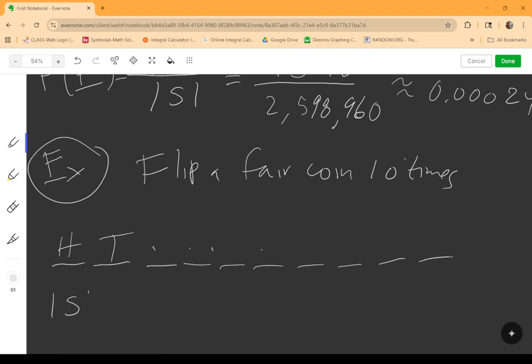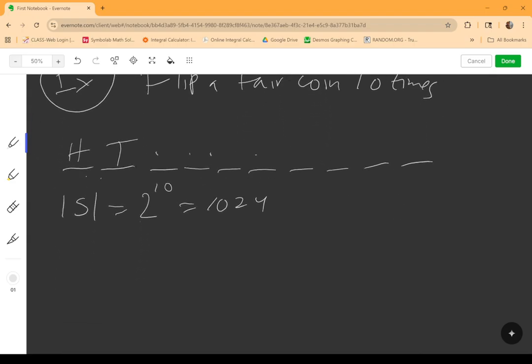So if I think of, well, what is my sample space? Each one of these slots, it's either a head or a tail. So there's 2 choices here, 2 choices here, all the way up to there. So there's 2 to the 10 possible outcomes, or 1024. Okay, so now let's say my event E, right, is the event of exactly 3 heads.